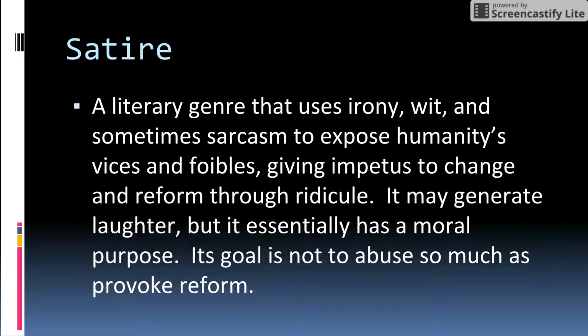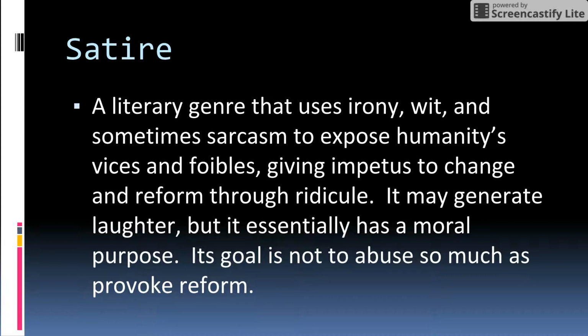So, essentially, what a satire is, it uses humor, it uses irony, it's funny, it's sarcastic, but the purpose is to change something that the author thinks is wrong with society, and it's supposed to make society better. So it might generate laughter, but more so it has a moral purpose. It can be sort of abusive, but the abuse isn't the main purpose. The main purpose is to provoke reform.